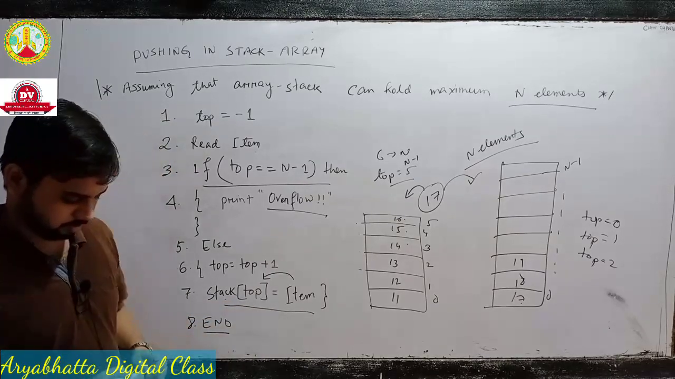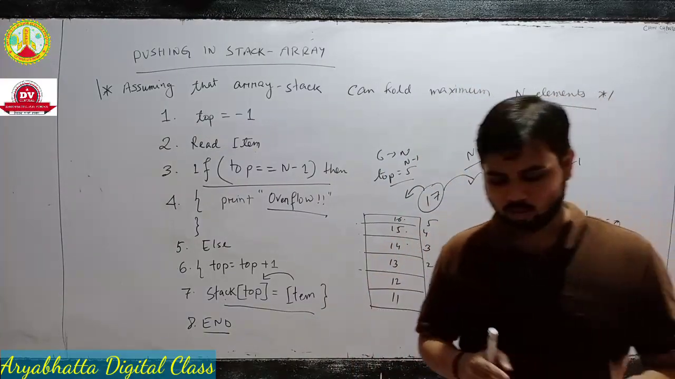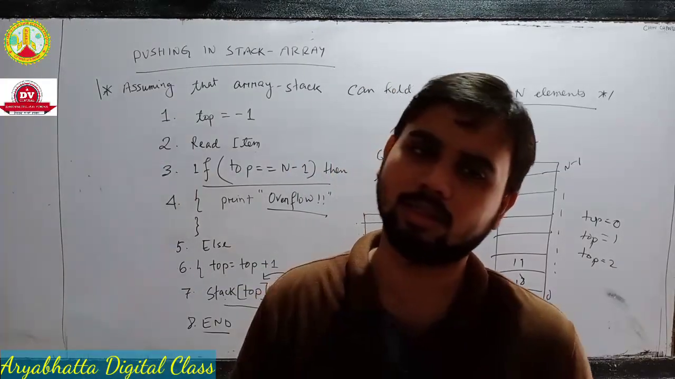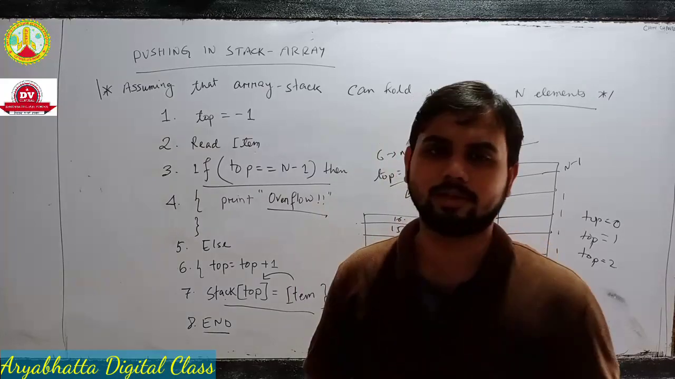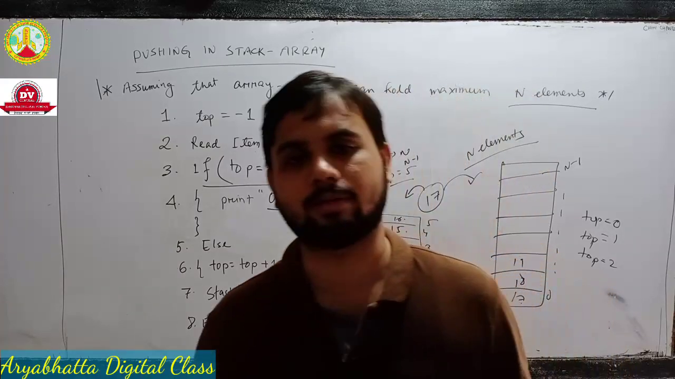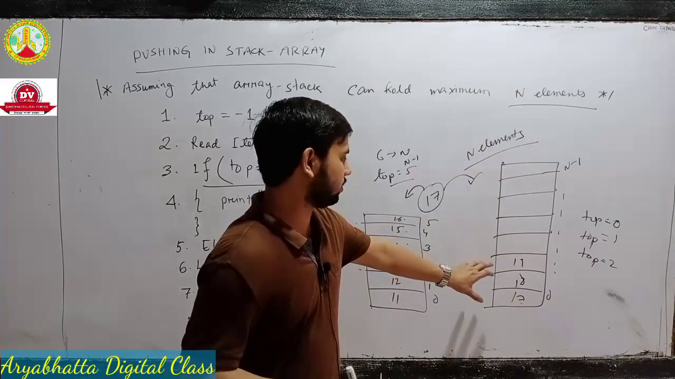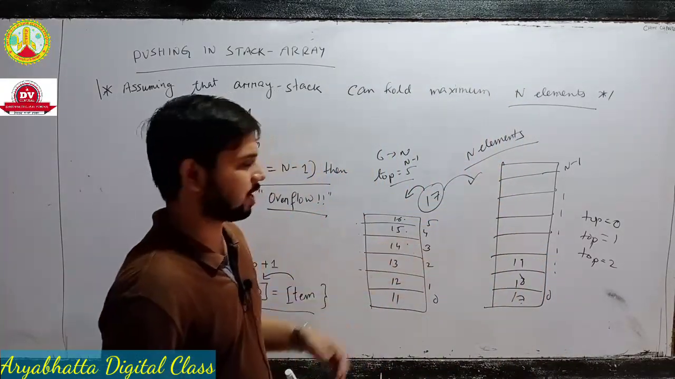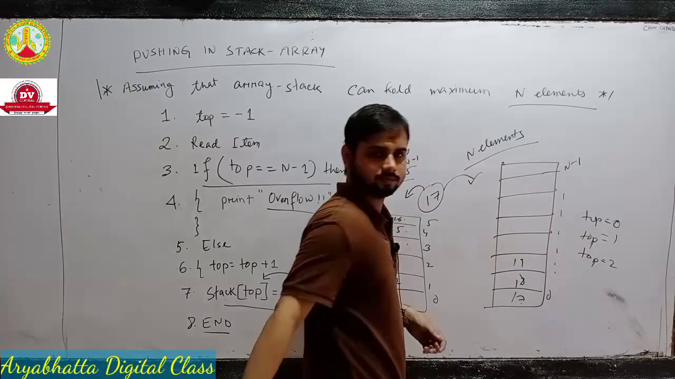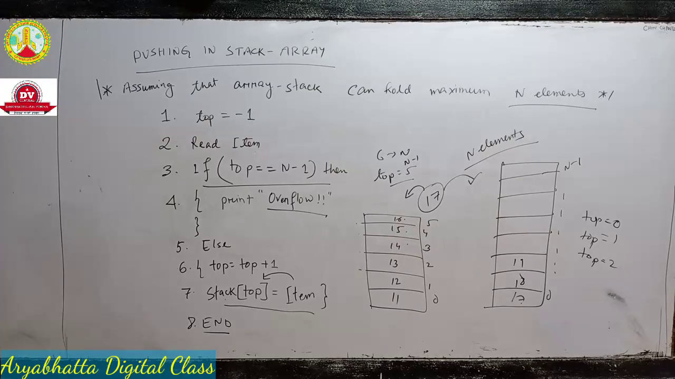Okay, so what did we understand? There are two possible conditions. One is when the stack is completely empty, then you can easily insert and top will be incremented. Otherwise, if your stack is completely full, you cannot insert a new element, because in that case overflow will come. And if your stack is like that, with some memory space available, and you are asked to insert an element, you easily insert it and top will be incremented. So this will be the pushing in stack array algorithm.